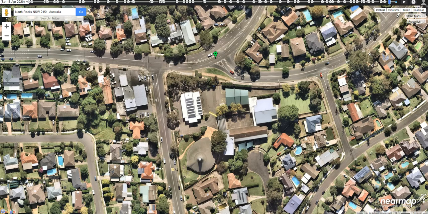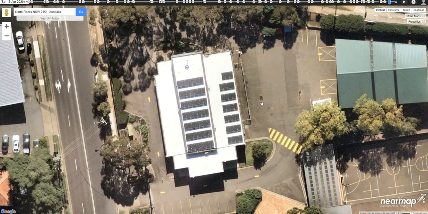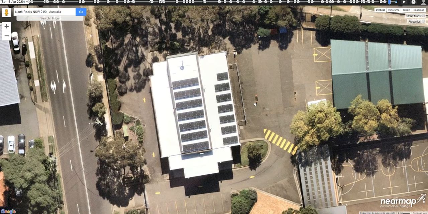I am going to be doing a quick run through looking at a few systems in order to explain the best angles that you would use for installing solar. And I'm going to give you a couple of examples. I'm looking at Nearmap here in my suburb of North Rocks.